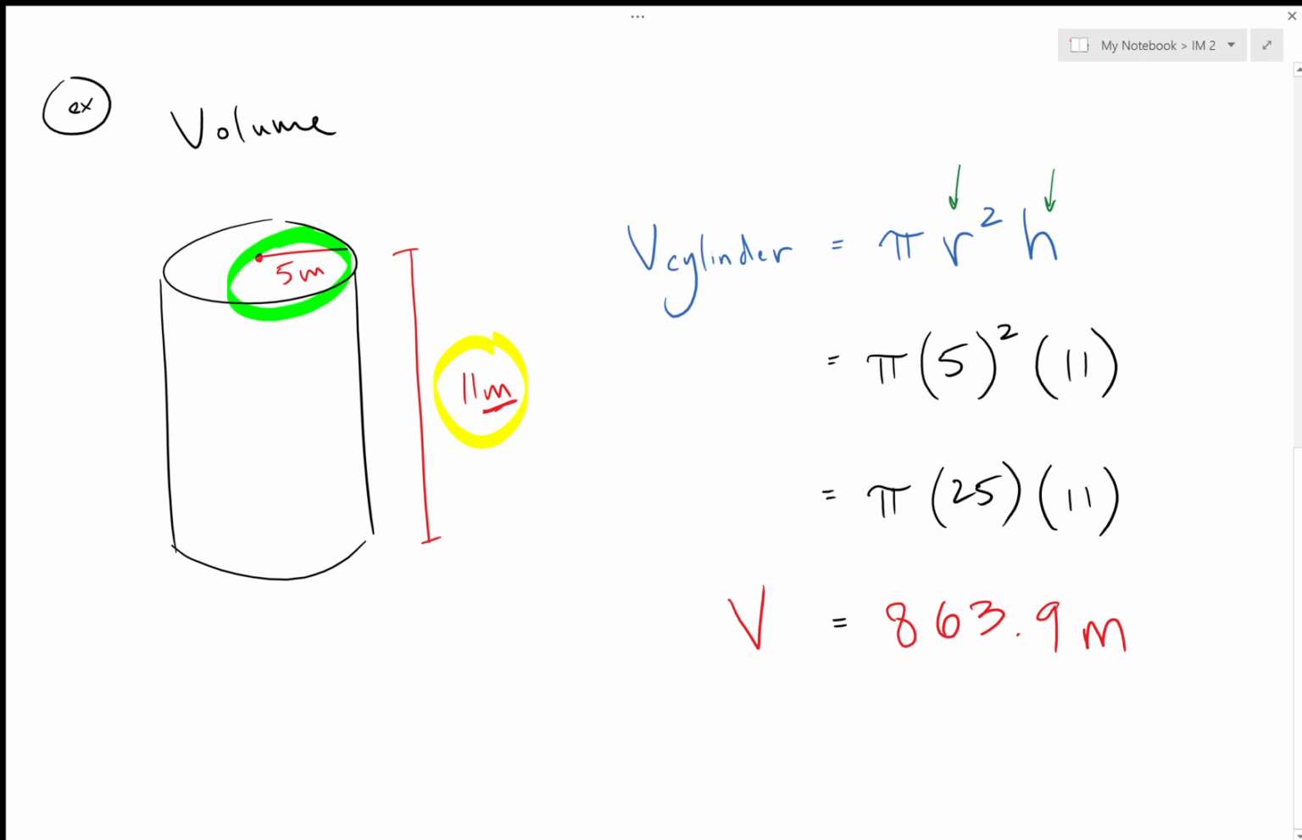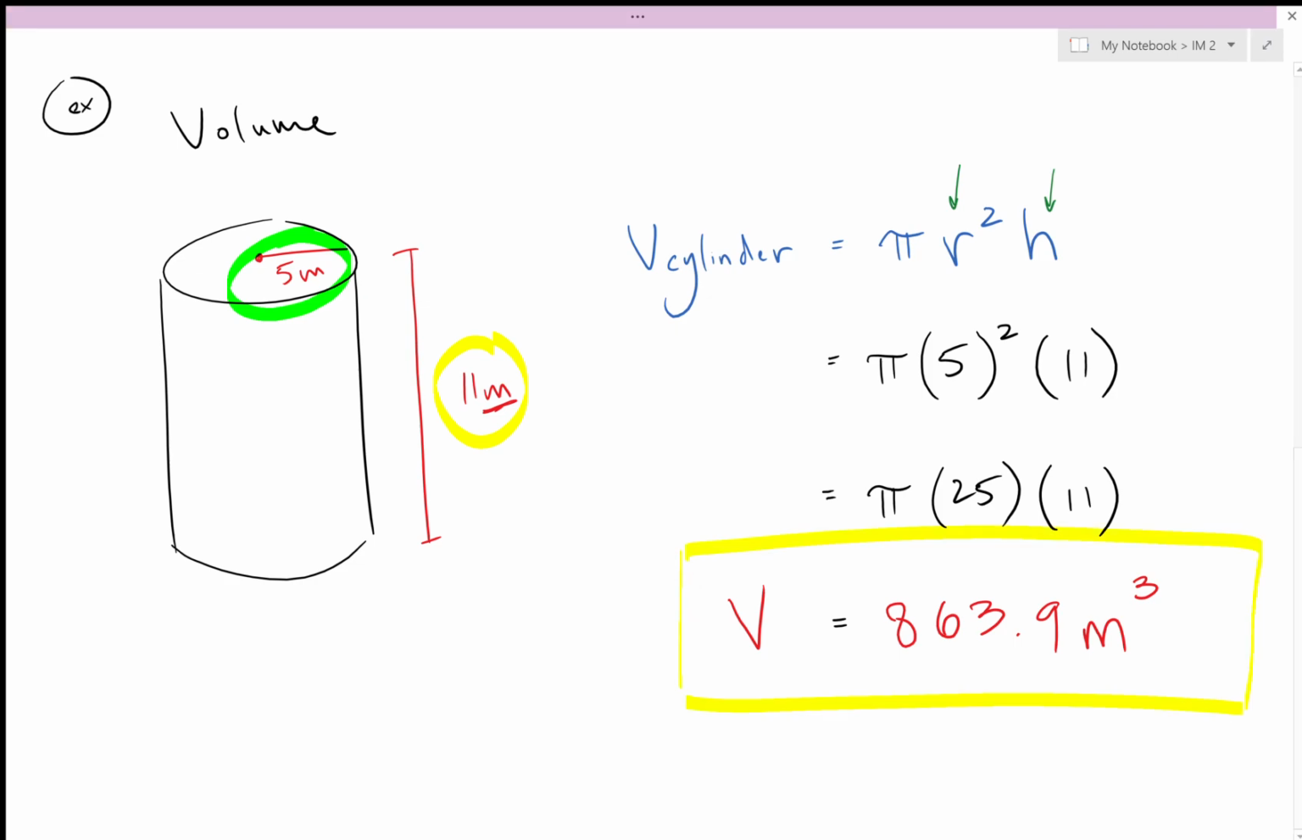But we think back to our circle days. The circumference, the way around a circle, is in just meters, say. The area is in meters squared, but once we move to volume, this needs to be in meters cubed. Okay, so think about this. 3D, our units are going to have the exponent 3 on them. All right, so our volume is 863.9 meters cubed. Okay, it's called cubed.